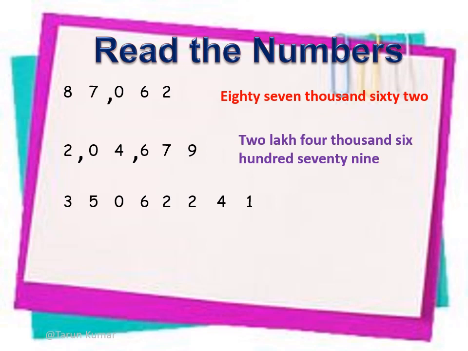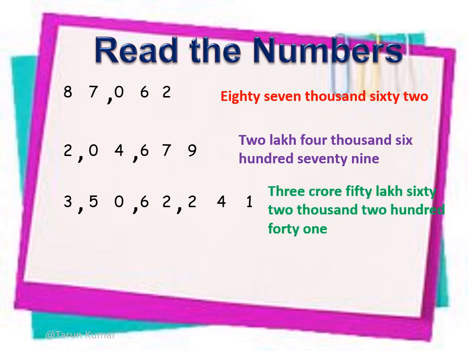Now 3,50,62,241. Now divide this number into periods by using commas. After 241, 1 comma, then after 62, 1 comma, then 50, we can take here from right, 1 comma, then 3. And here the periods are 4 periods. And we can read this number as 3,50,62,241. Now another number 6752, and here by taking 752 from right, one period we have to divide by putting a comma, and 6 will be another one, so the number will be 6,752.